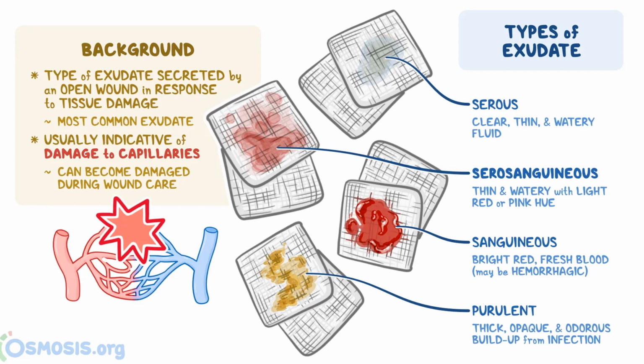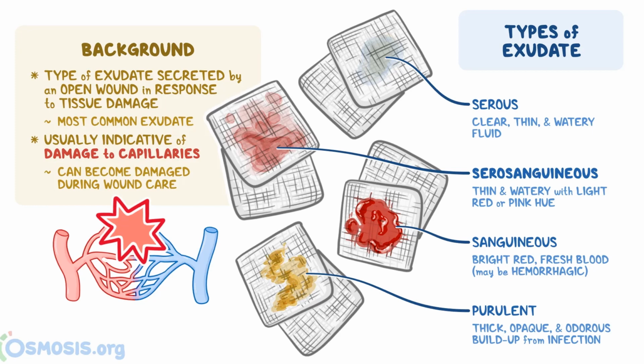Serosanguinous is thin and watery with a light red or pink hue. So this is a mix of serous and sanguinous. Then we get to our sanguinous, which is just our blood. So this is bright red, it's fresh blood, it could be hemorrhagic.